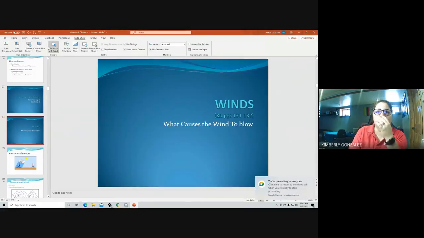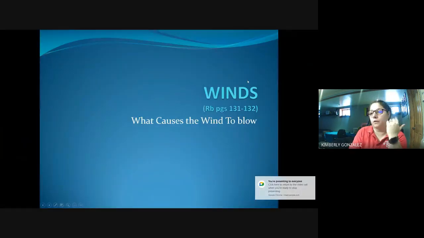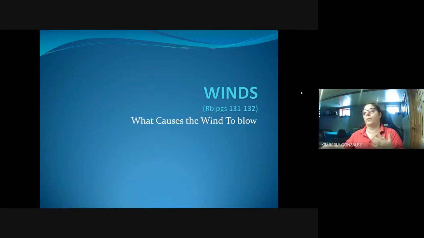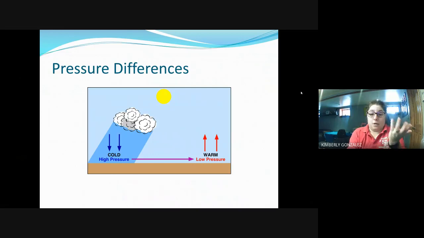All right, so we're going to move on from the greenhouse effect to now how the winds are. So the wind section of this is going to encompass a lot. We're on review book pages 131 to 132, but there's going to be add-ons to this. It's going to be how pressure affects the wind and so on and so forth. Okay, so here's the first slide.